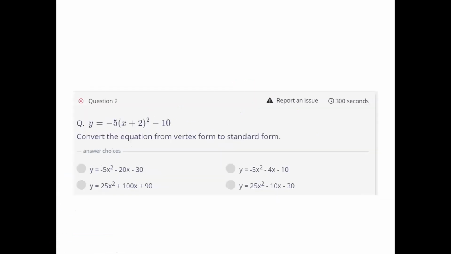All right, you guys try this one on your own. Pause the video and give it a try. Okay, I'm going to help you guys out with this one. So first things first, you're going to FOIL it. So that's going to be x plus 2 times x plus 2. I'm going to do a FOIL.